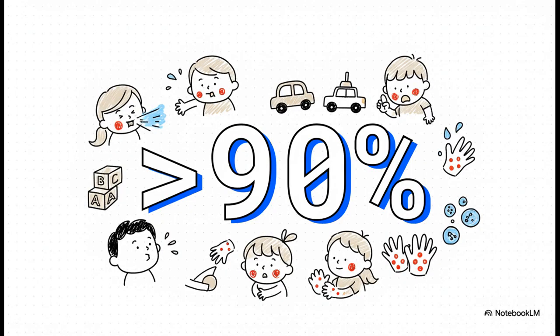And this number explains everything. Over 90% of cases are in kids under 5. That's why it just rips through daycares and preschools. I mean, think about it. Their immune systems are still figuring things out. They're all over each other, sharing toys, touching everything. And let's be real, they're not exactly experts at washing their hands yet.